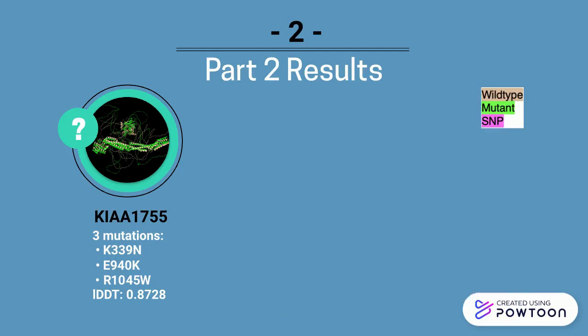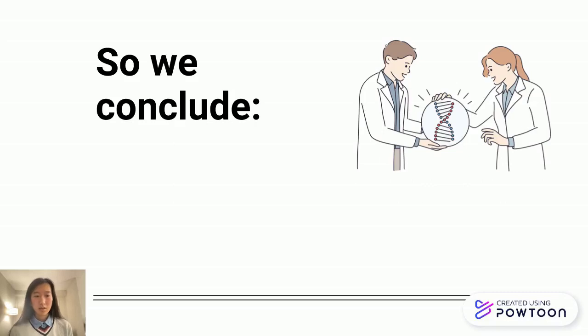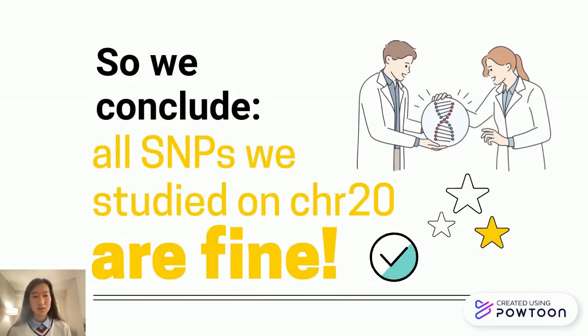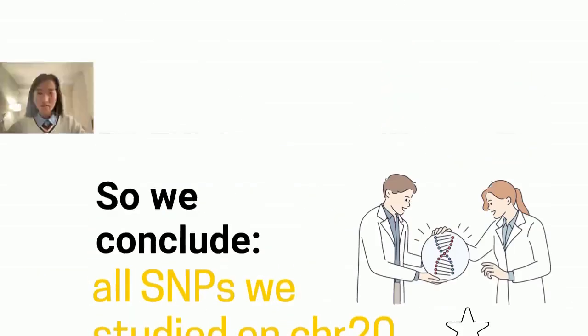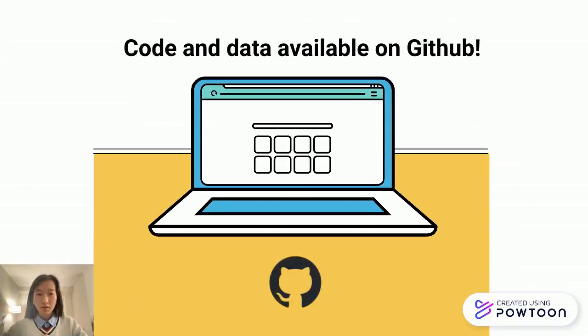So we'd like to conclude that all mutations that we studied on Carl's chromosome 20 are potentially benign. Our code and data are all available on Github.